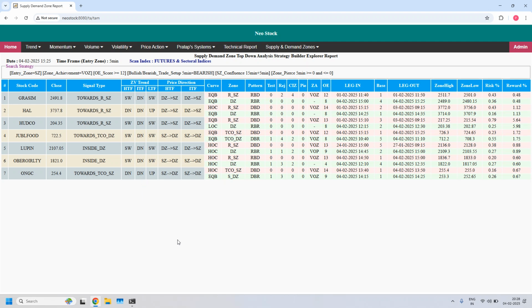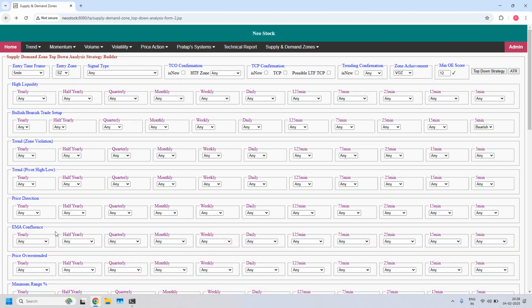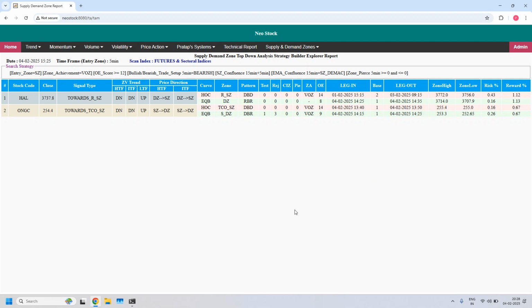If any of these 15 minute supply zones are having daily EMA, there could be even more high probability trade setup supported stocks. Let's verify if any. The EMA confluence, 15 minutes time frame, looking for 15 minute supply zone with daily EMA confluence. With this filter, we got 2 stocks. These 2 are even more high priority supported compared to the others.